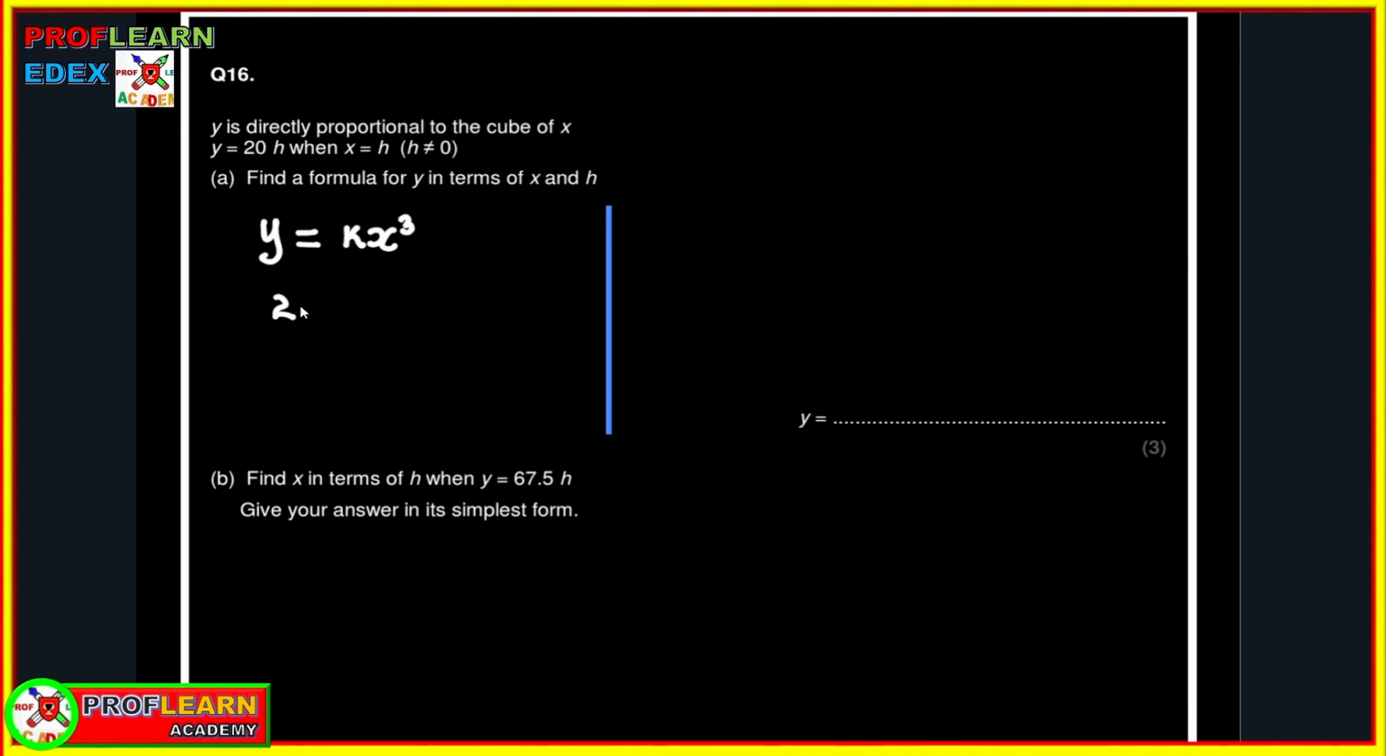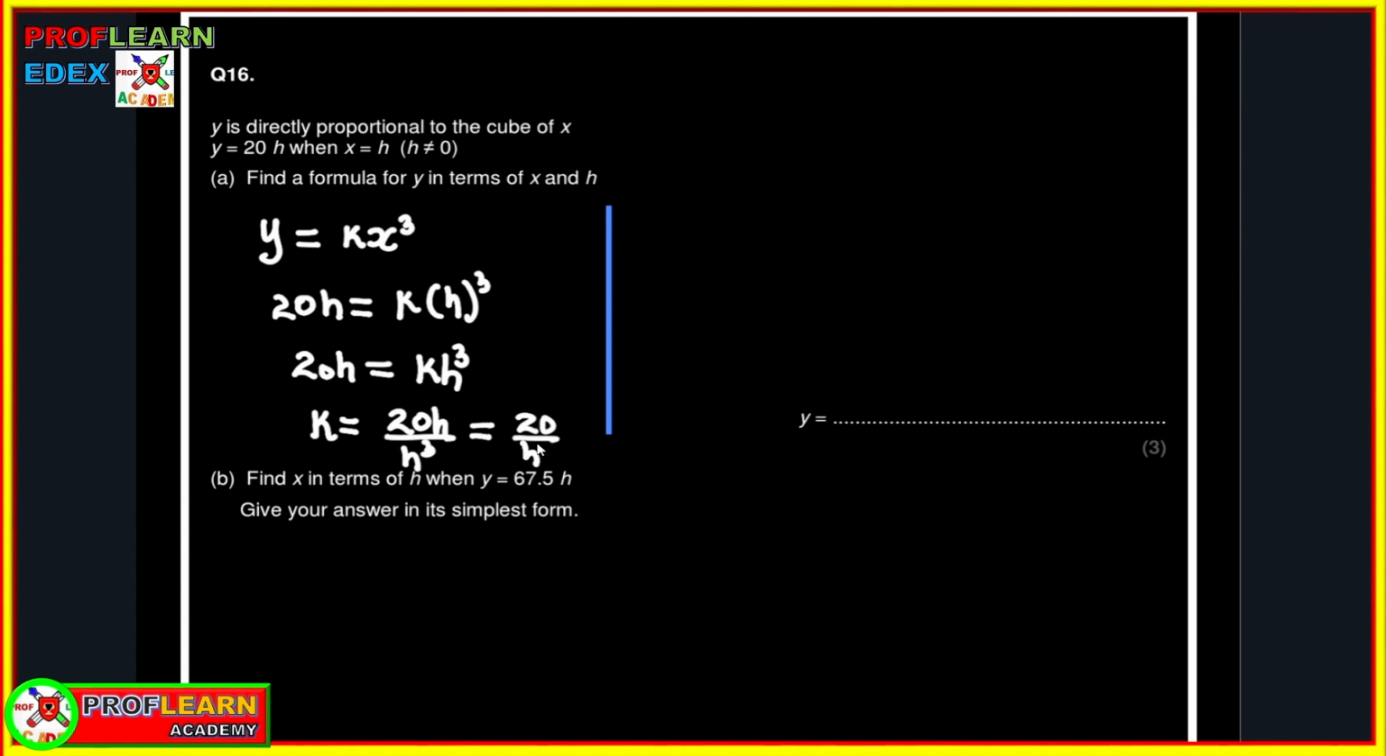Then we substitute what we know: y is 20h, equals k times h cubed. We can divide both sides by h cubed so that we can get the exact value of k. So k is going to be 20h over h cubed, and this simplifies to 20 over h squared. So this is our constant.